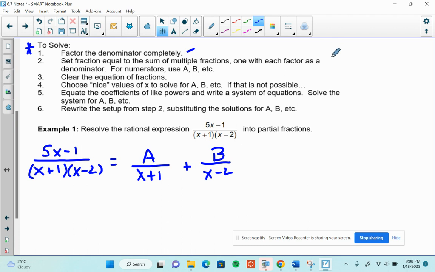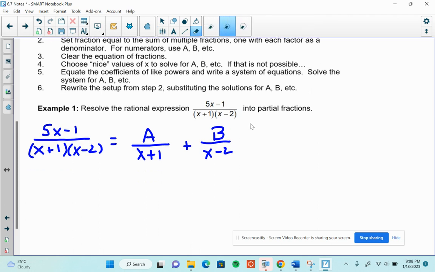So this is step 2. Set the fraction equal to a sum of multiple fractions, one with each factor as a denominator. So we've got two factors, so we've got two fractions. If we had 3 different factors, we'd have 3 different fractions. But we're also talking here about linear factors. Okay, so our factors are linear, which means degree 1. Both of them are degree 1.